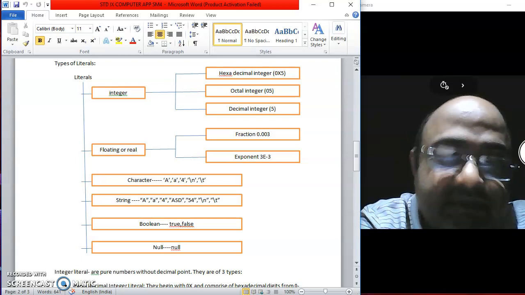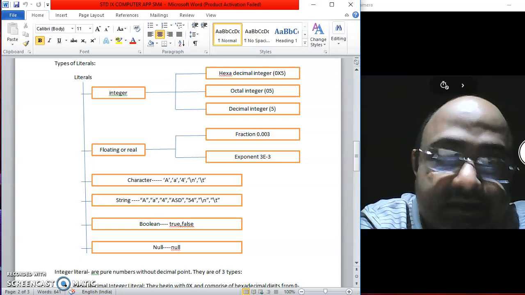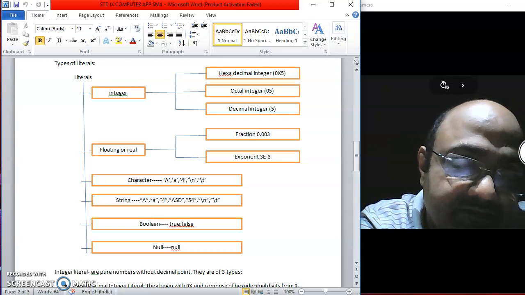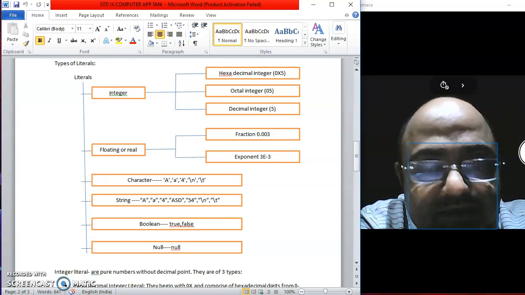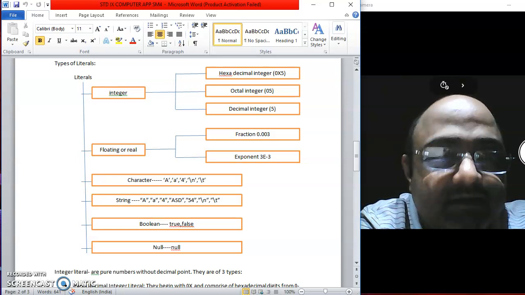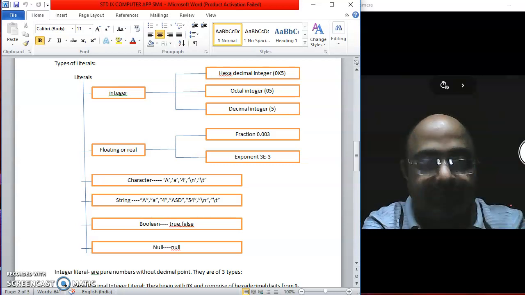Like \n is for the enter button, that is new line. \t is for tab space. \a is for the computer bell. So that way, children, you have got escape sequences. They are also included in character literals. The whole list of character literals you are going to get in your book.